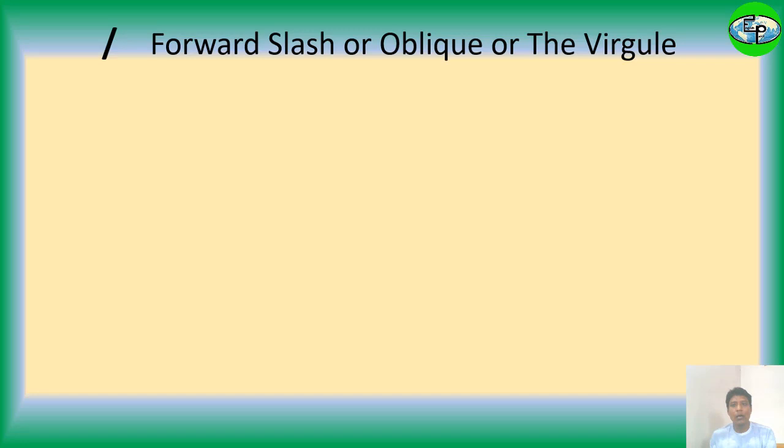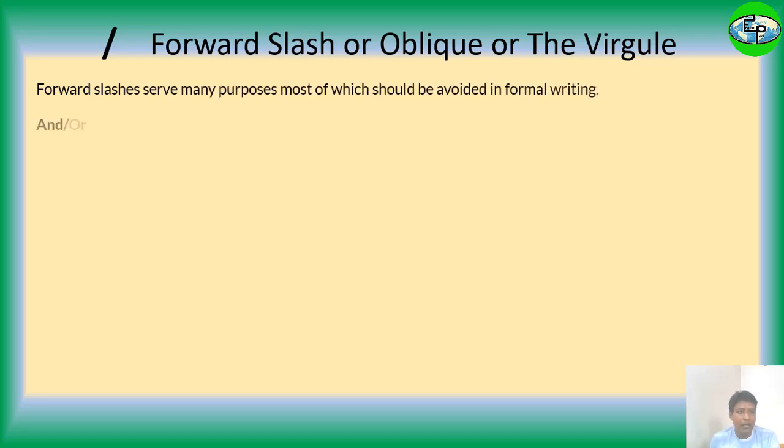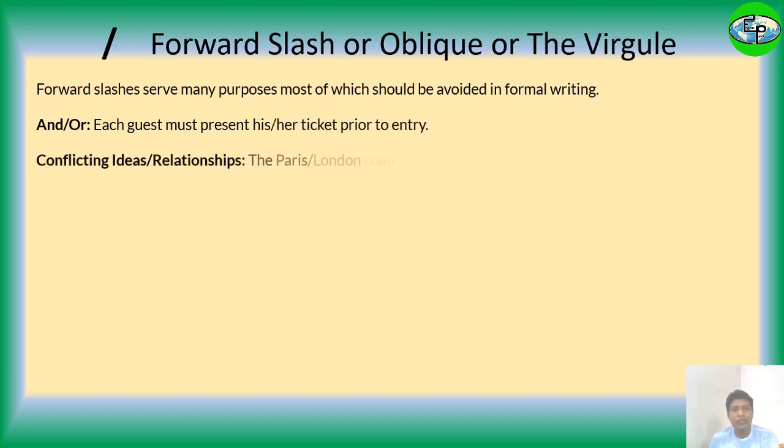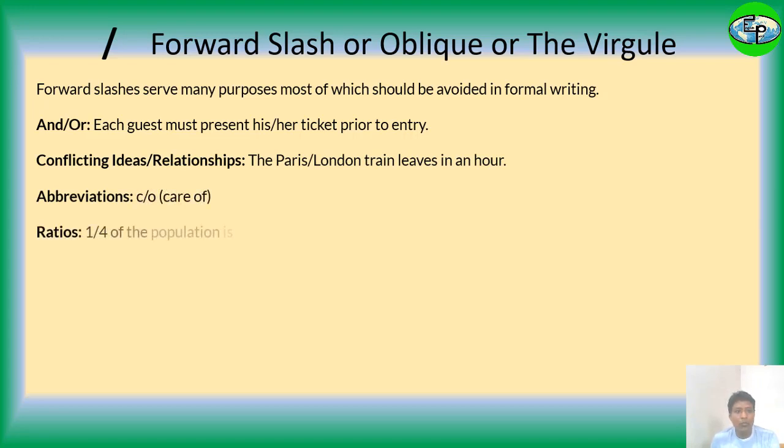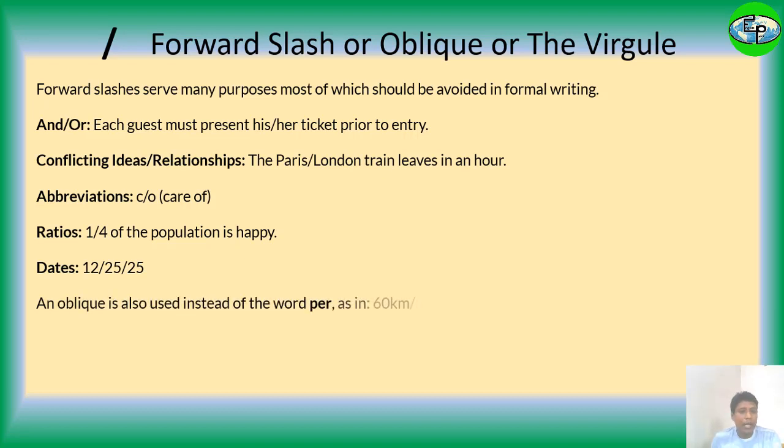Forward slash, or oblique, or the virgule. Forward slashes serve many purposes, most of which should be avoided in formal writing. And/or, or: each guest must present his/her ticket prior to entry. Conflicting ideas/relationships. The Paris/London train leaves in an hour. Abbreviations: c/o, or care of. Ratio: 1/4 of the population is happy. Dates: 12/25/25. A slash is also used instead of the word per, as in 60 km/h.